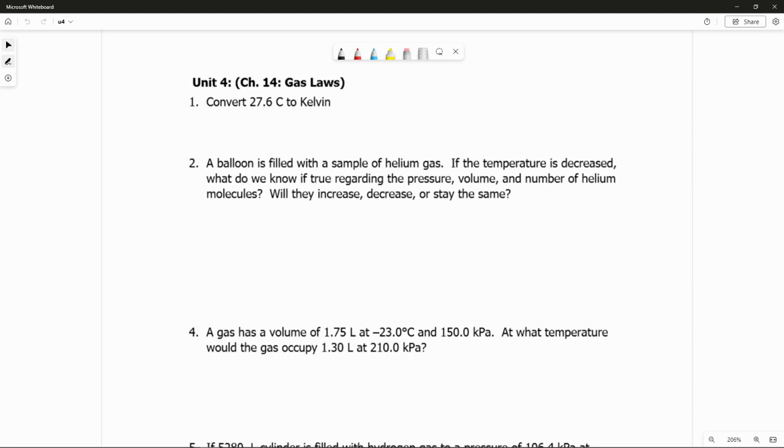Alright, let's cover Unit 4 of the study guide, which is gas laws. Let's start off with number 1. Convert 27.6 degrees Celsius to Kelvin.